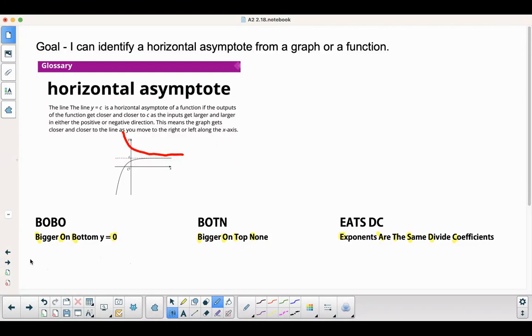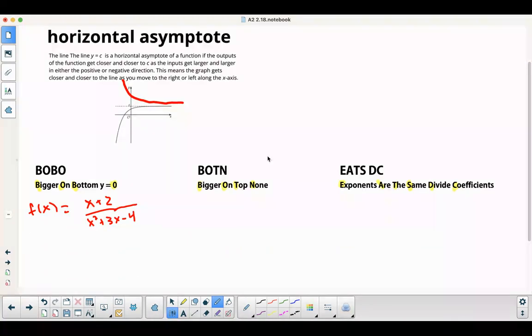Okay, so I'm going to give you a couple of examples here so you can see what the horizontal asymptote is. So if I have f of x equals, I don't know, x plus 2 over x squared plus 3x minus 4. If that's my rational function, you look here, the degree of the top is 1 because it's the highest power. Degree of the bottom is 2. So the degree of the numerator equals 1. The degree of the denominator equals 2. So that'd be a bigger on bottom. So the horizontal asymptote, and I'll just abbreviate it with HA, would be y equals 0.